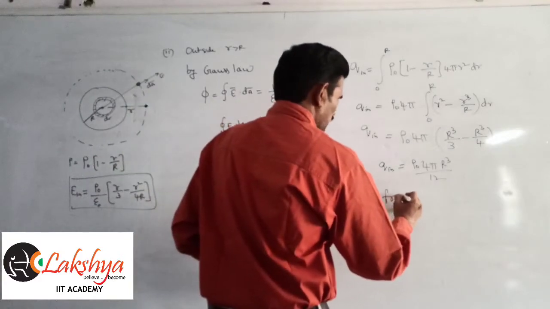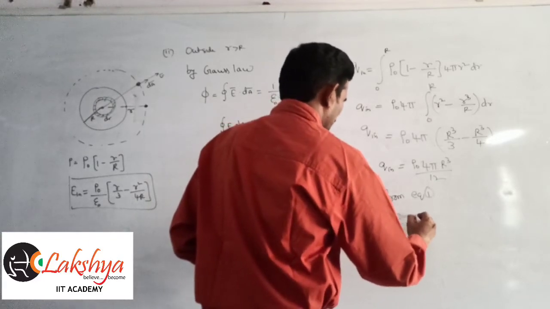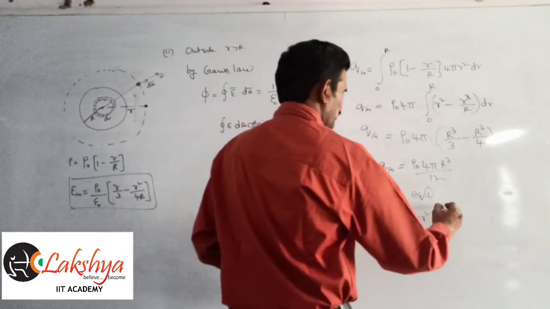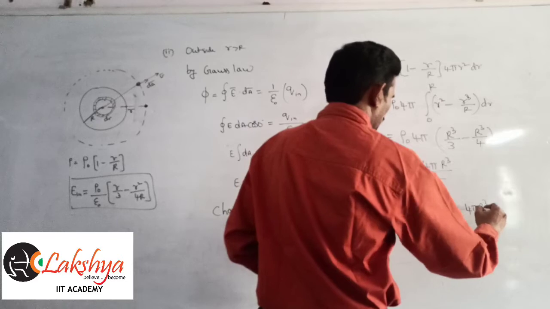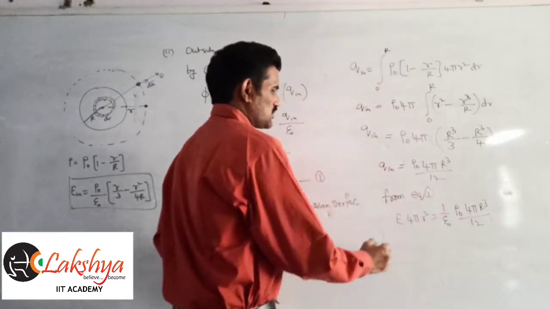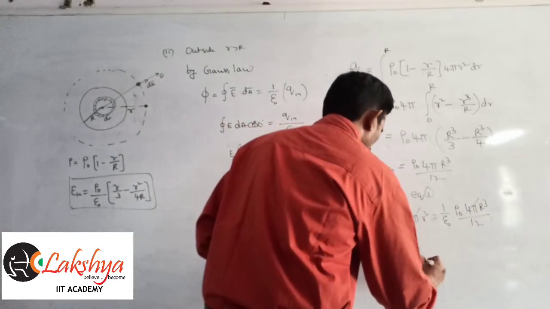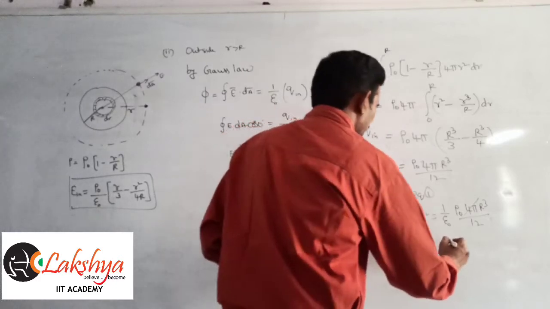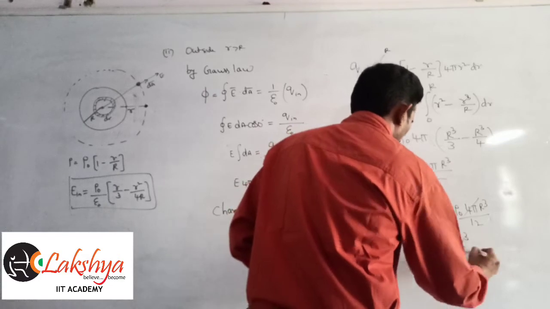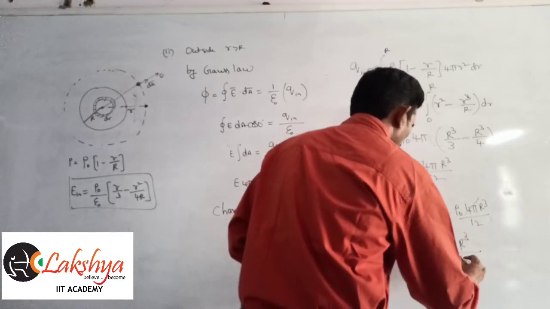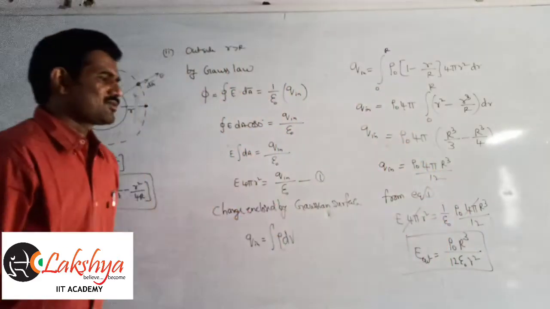Therefore, from equation 1, you can write E into 4 pi r square is equal to 1 by epsilon naught into rho naught into 4 pi R cube by 12. So then this 4 pi and 4 pi you can cancel, and therefore I can write the intensity of electric field outside the sphere as rho naught into R cube by 12 epsilon naught r square. So that is our outside expression.